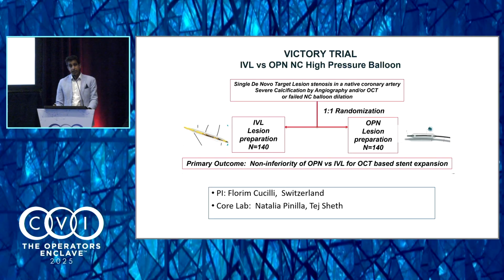Finally, this is the design of the Victory trial. The PI is Florim Cuculi from Switzerland, as well as Matthias Pasarad, one of our former fellows. Our institute at PHRI McMaster is the Angiographic and OCT Core Lab, and we've actually randomized 260 out of the 280 patients. I am hopeful that we may be able to present this at TCT as a late-breaking clinical trial. The primary outcome is OCT-based stent expansion, so every patient is imaged in this trial, and it's a non-inferiority trial comparing OPN versus IVL. Thank you.